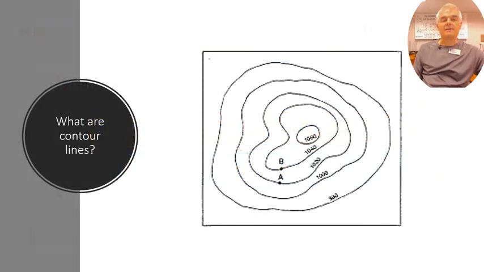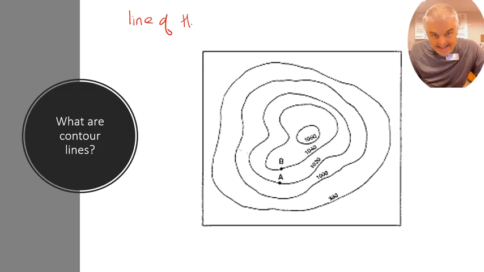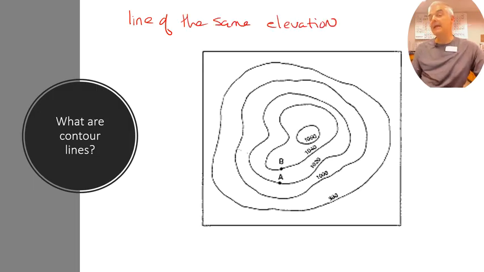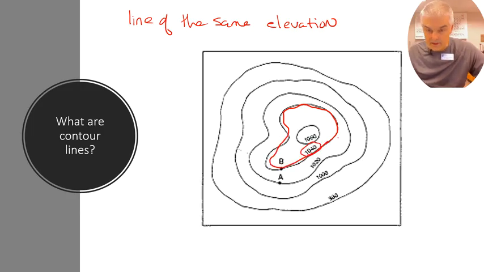So let's define probably the most important term. The most important term in all of topographic maps is this thing called a contour line. A contour line is a line of the same elevation. So if we look at this topo map, this line that I'm chasing right here is a line of the same elevation. And it actually tells me the number. It's 1040. I'm going to say that's feet.